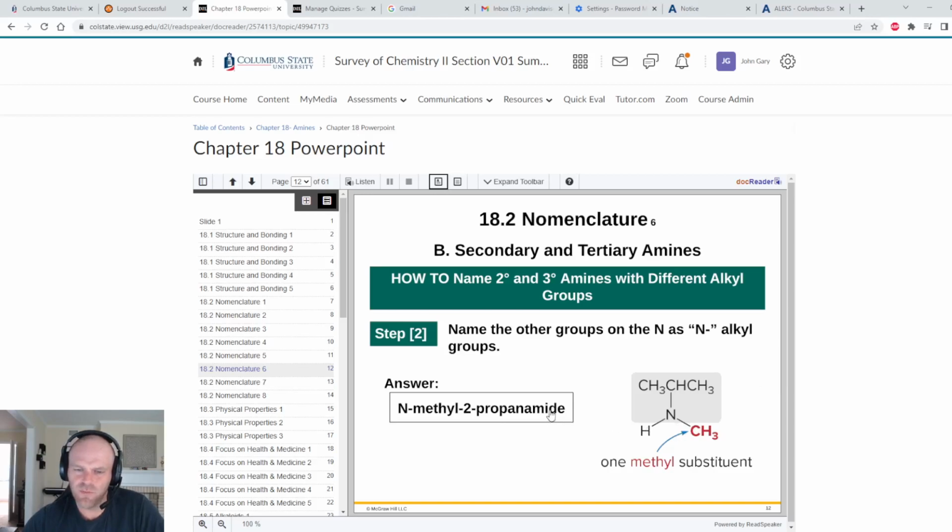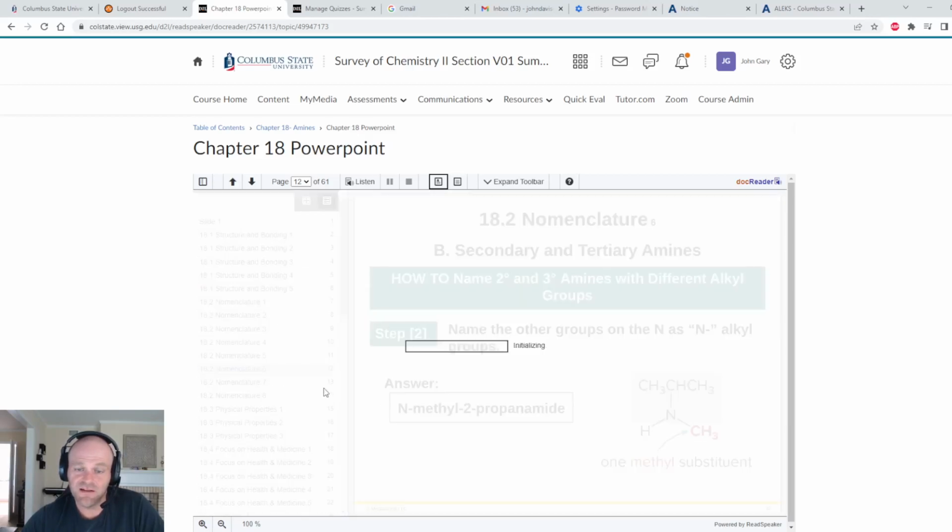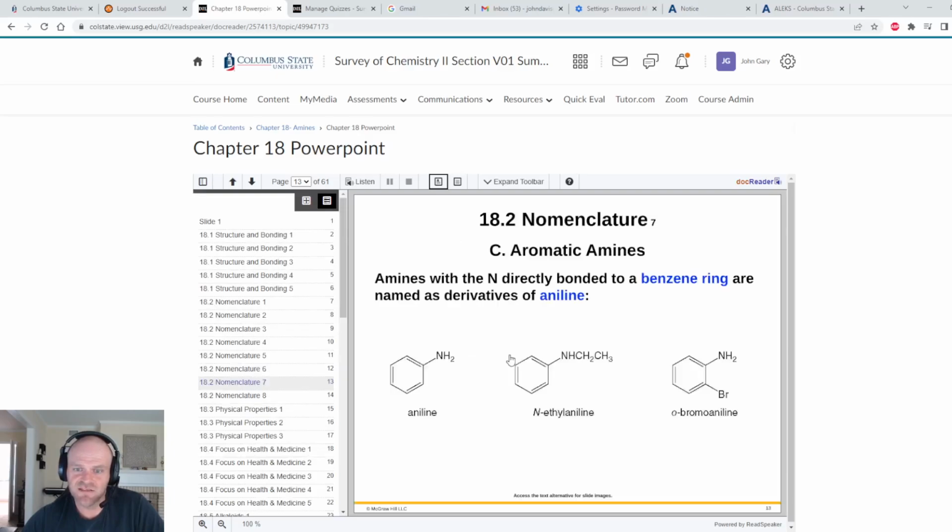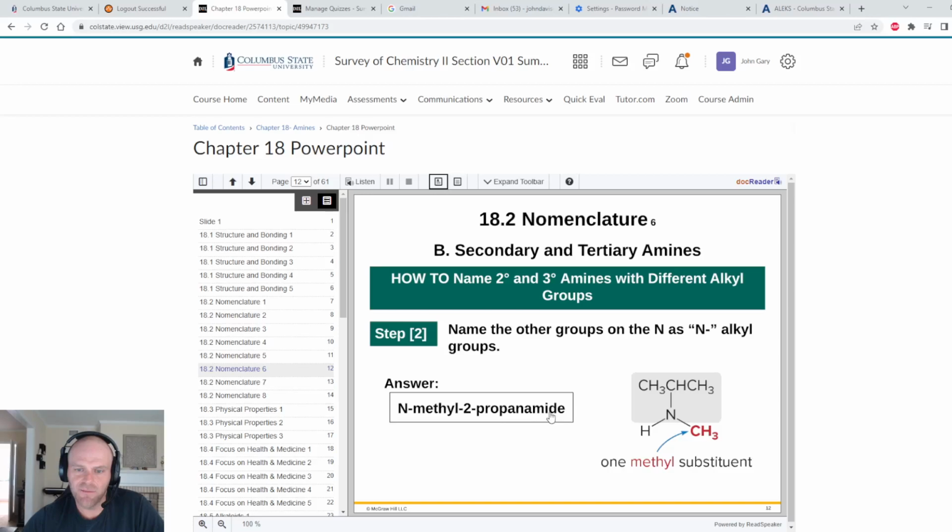That should be propanamine. I don't know why they called that an amide. That is a mistake in the slides, and I apologize. I hope all of y'all catch that. That should be propanamine. N-methyl 2-propanamine. That is not an amide. An amide has a double bonded oxygen and a carbonyl carbon, which this does not. So that's a misprint. Make sure you're aware of that.